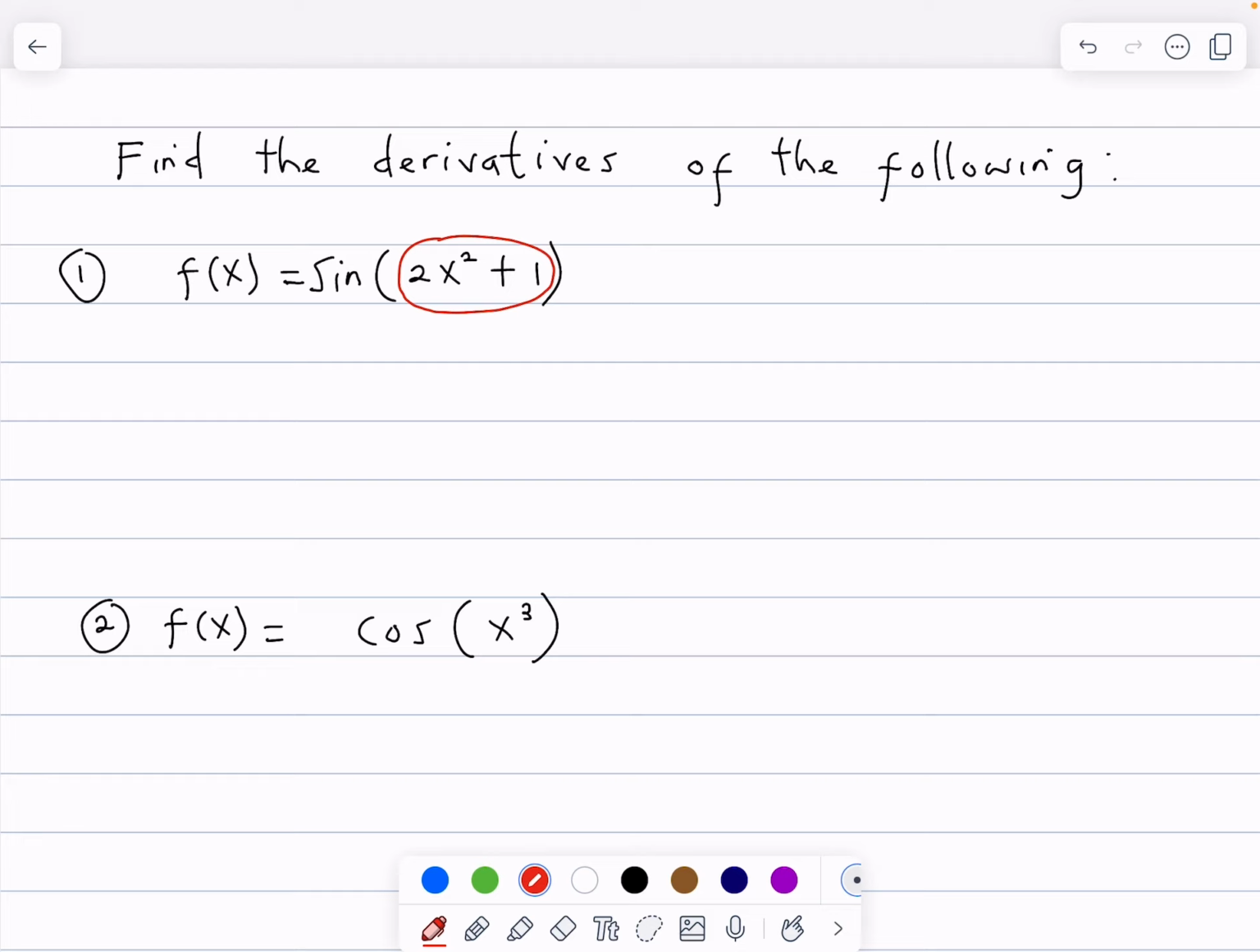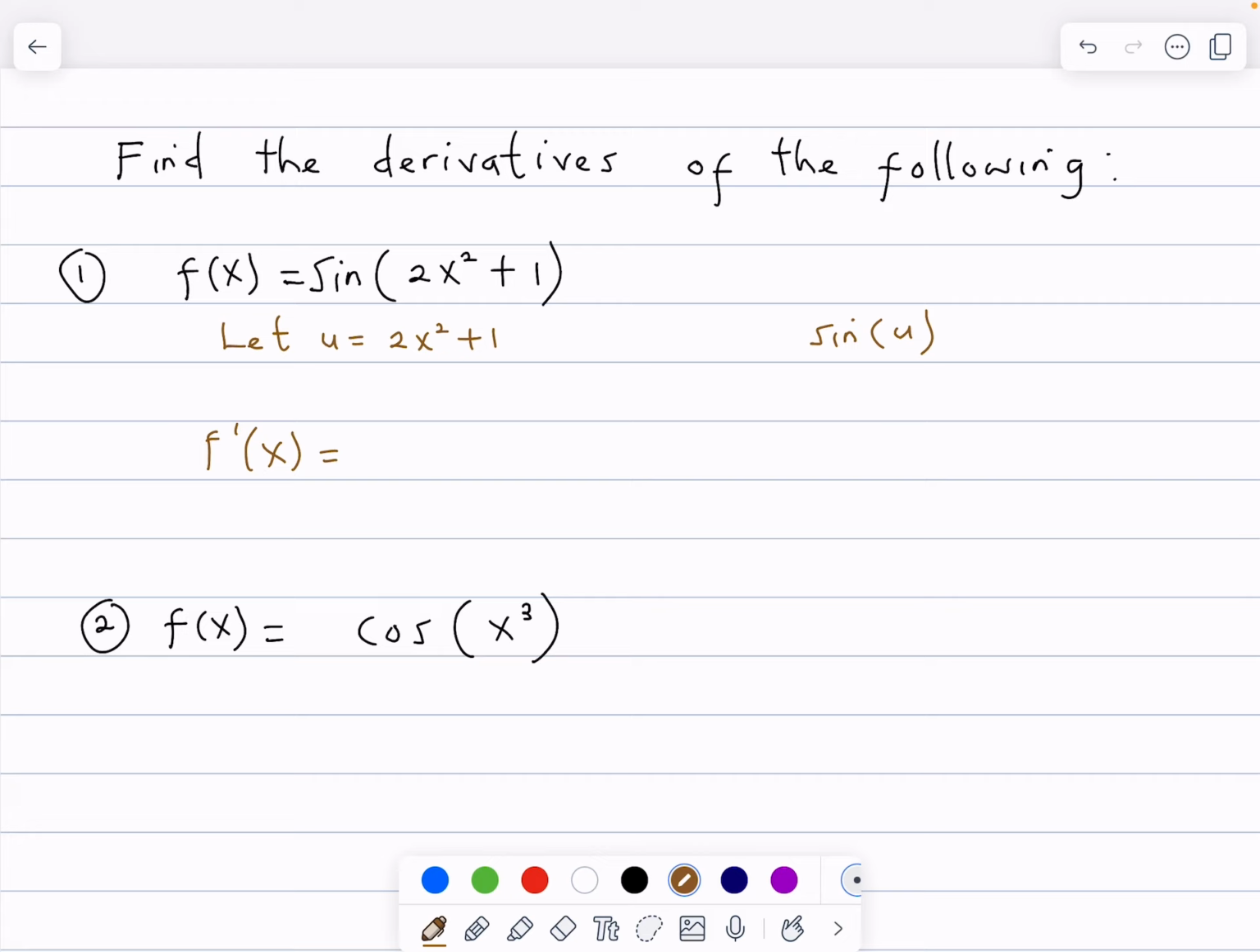So, let u be equal to that inside function, 2x squared plus 1. Since u is equal to 2x squared plus 1, instead of having sine of 2x squared plus 1, I will have sine u. Okay, so my derivative f prime of x is going to be, I'll take the derivative of u.